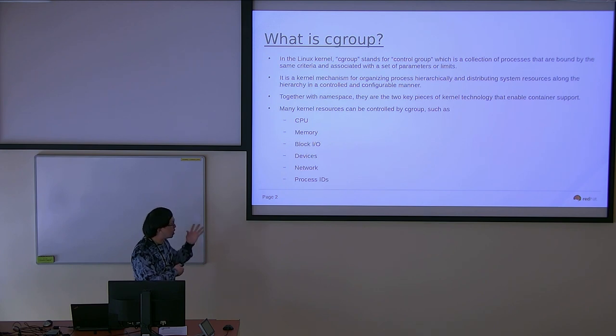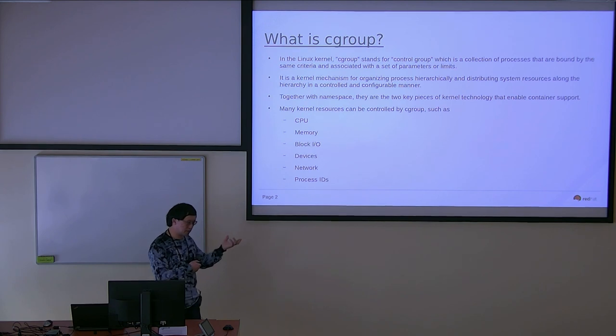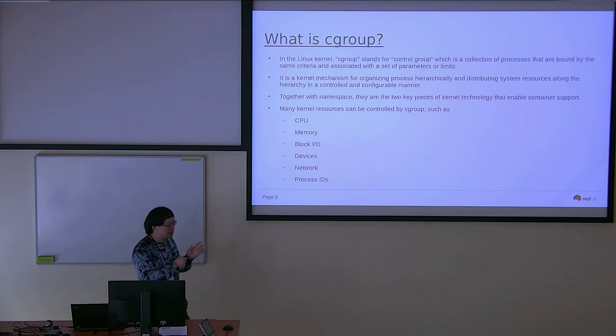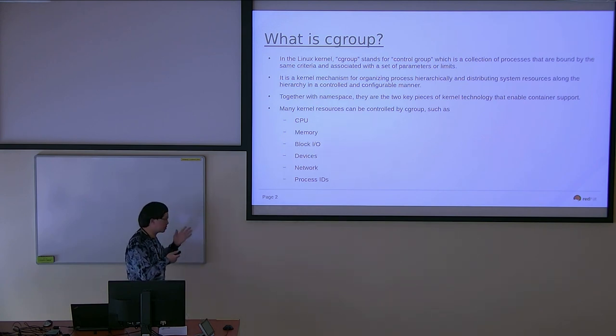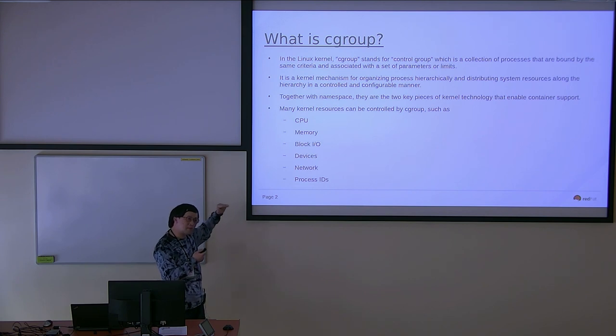And you can also control how many process IDs you want to allocate to a set of processes. Because if you allow an uncontrollable number of PIDs, then one program can try to spawn as many processes as possible. You use up all the PID space, then all the other applications will be starved of PIDs and they can't start or they have problems working. So it's a form of denial of service attack. So sometimes you want to protect how many PIDs are allocated for each set of processes.